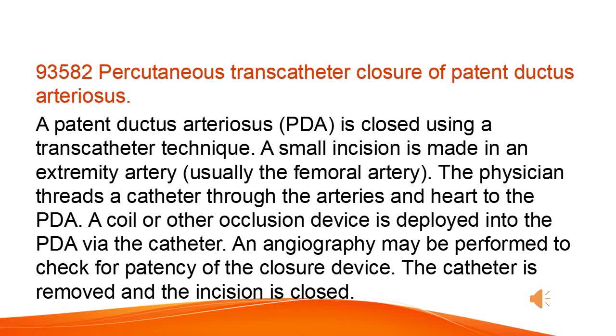Percutaneous transcatheter closure of patent ductus arteriosus. A patent ductus arteriosus, PDA, is closed using a transcatheter technique. A small incision is made in an extremity artery, usually the femoral artery. The physician threads a catheter through the arteries and heart to the PDA. A coil or other occlusion device is deployed into the PDA via the catheter. An angiography may be performed to check for patency of the closure device. The catheter is removed and the incision is closed.